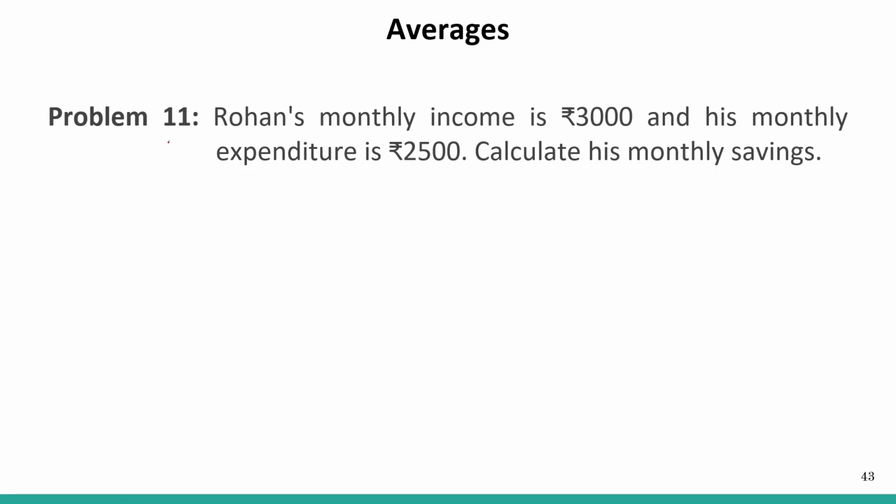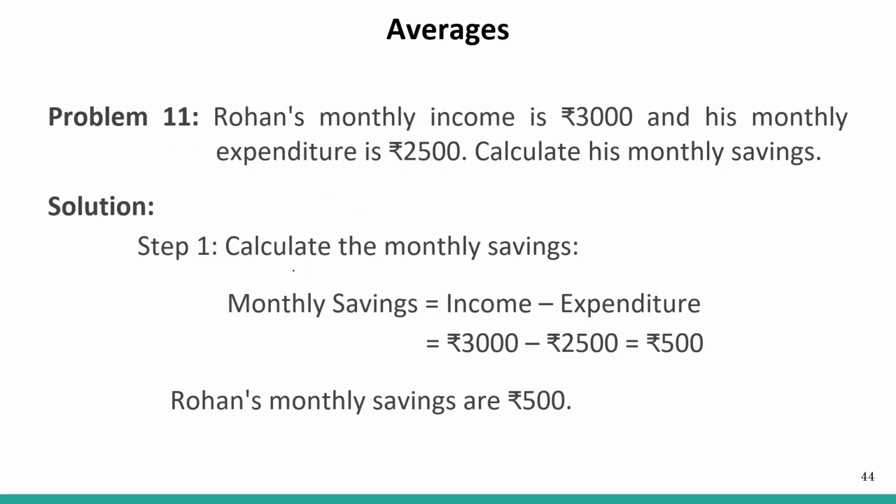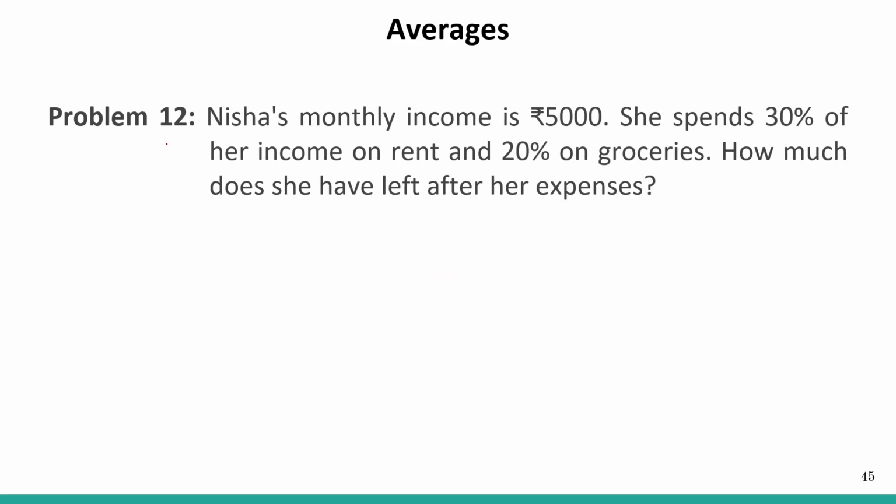So let's see problem number 11. Rohan's monthly income is 3000 and monthly expenditure is 2500. Let's see the step-by-step solution. So calculate the monthly savings. Monthly savings is equal to income minus expenditure. So it is 3000 minus 2500, which is equal to 500. So Rohan's monthly savings are actually 500. Okay. So problem number 12.